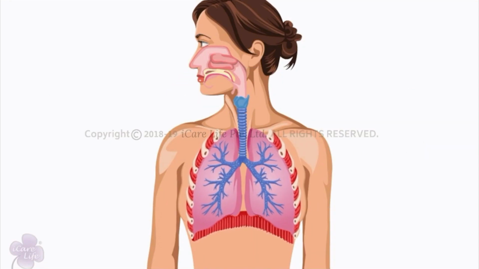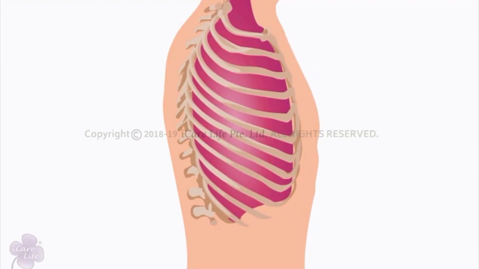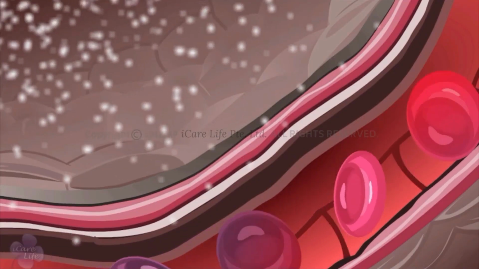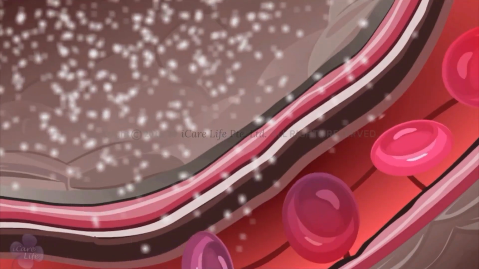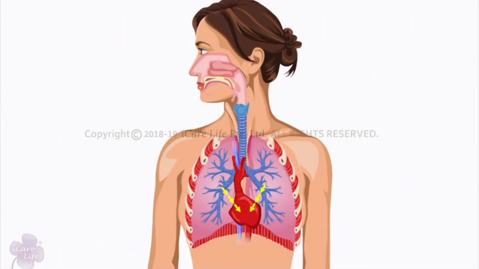When we breathe in, lungs fill up with air. The diaphragm flattens out and moves down. The rib cage lifts up and outward to give more space to the lungs. The oxygen in the air passes through the walls of the alveoli into the capillaries to the red blood cells. The red blood cells carry the oxygen to the heart. Then, the heart sends the red blood cells with oxygen to all the parts of the body.